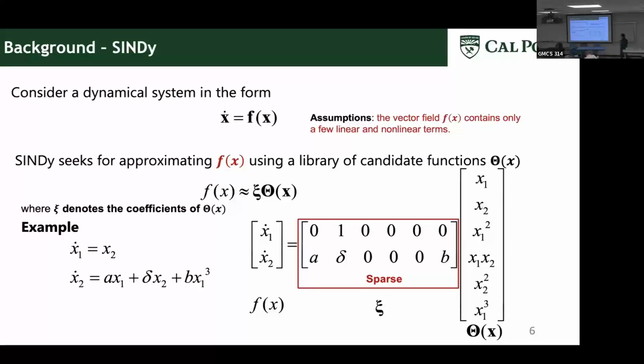About SINDy, we usually consider a dynamical system in this form. You could also add the control u here. The main assumption in our dynamical system's mathematical form is that the vector field on the right-hand side only contains a few linear and nonlinear terms. And SINDy seeks to approximate this vector field using a library of candidate functions.